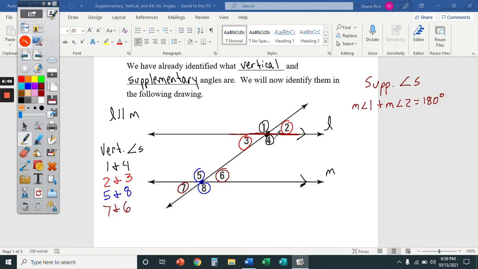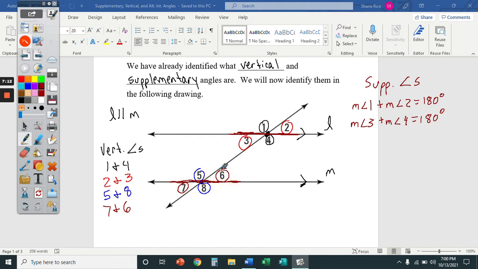Okay. And another set below this brown line is 3 and 4. So the measure of angle 3 plus the measure of angle 4 equals 180 degrees. All right. Now we're going to skip down to the second parallel line. And again, here's a straight line.